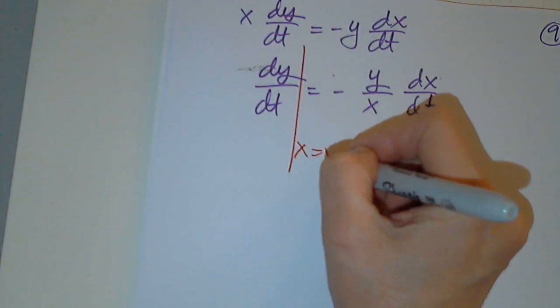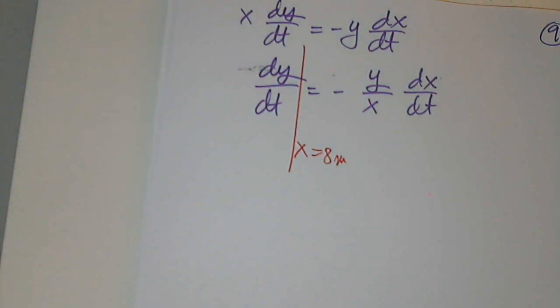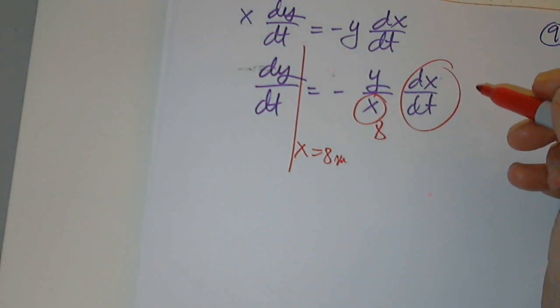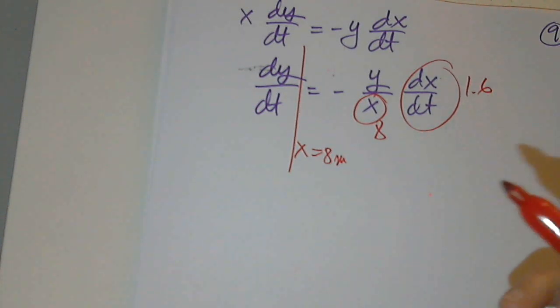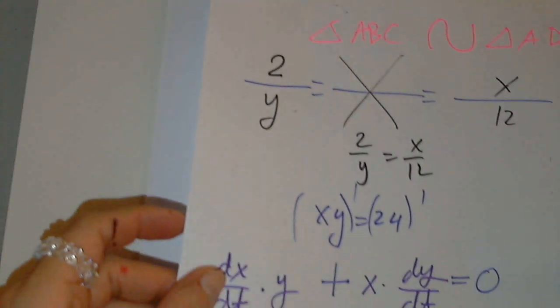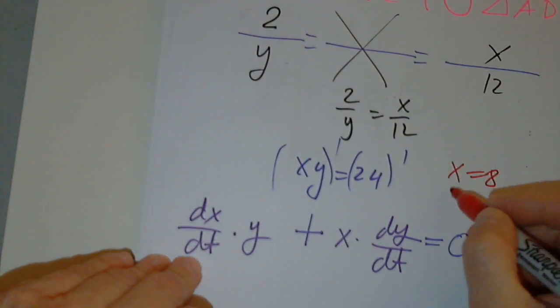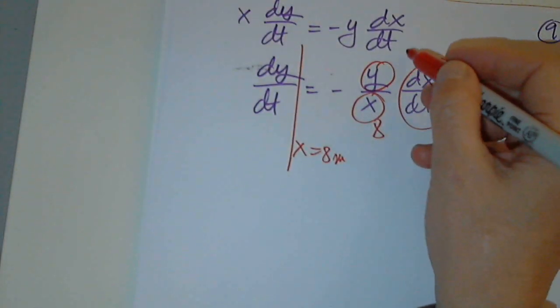So now x equals 8 meters. This is 8, what we were given, and this one number, 1.6. Now I have to determine y. But look at the equation, x times y equals 24, and x is 8. What could y be when x is 8? Correct? Good. So when x is 8, y must be 3. So this is 3.